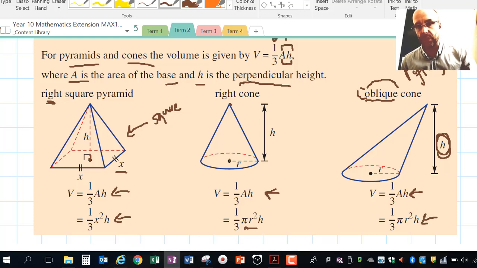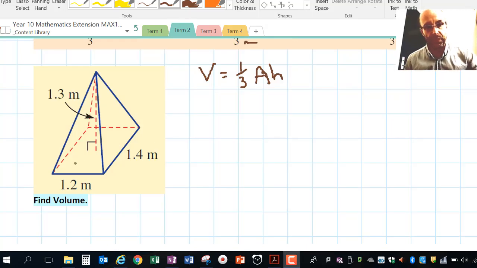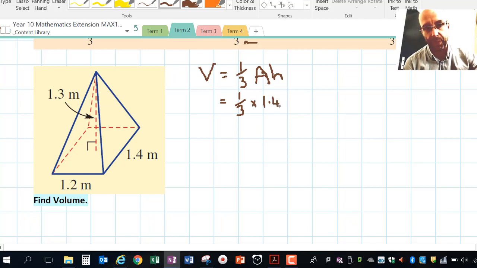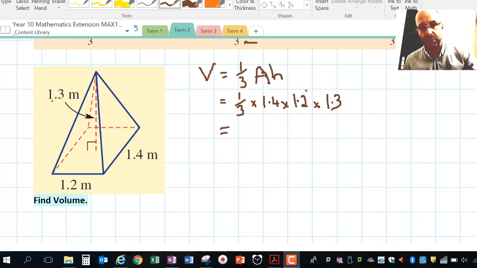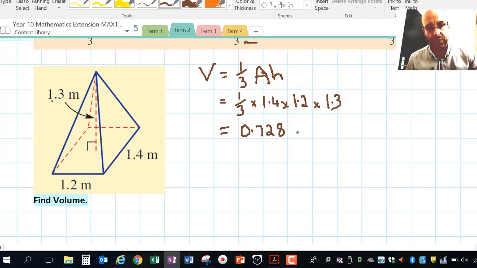Let's look at one final example. For this pyramid here, it has a rectangular base, so it's different to the ones we just saw a second ago, but not really, because the formula is the same, 1/3 of the area of the base times the height. The base is a rectangle, so it's 1/3 times the length times the width of the base, 1/3 times 1.4 times 1.2. We know the perpendicular height is 1.3, so we sub that in there and we crunch that. We get 0.728. Now, meters are the units, so the volume will be cubic meters.